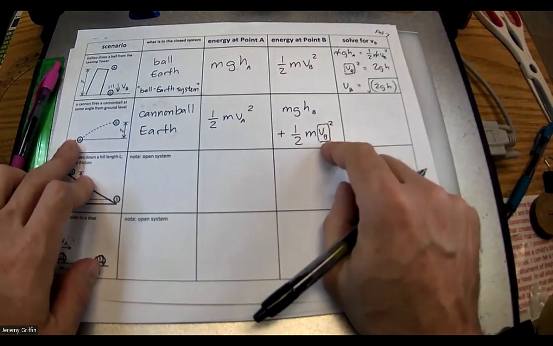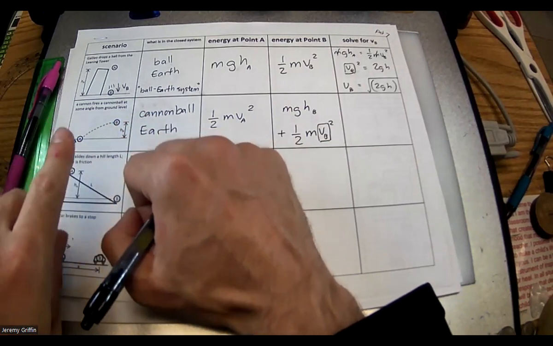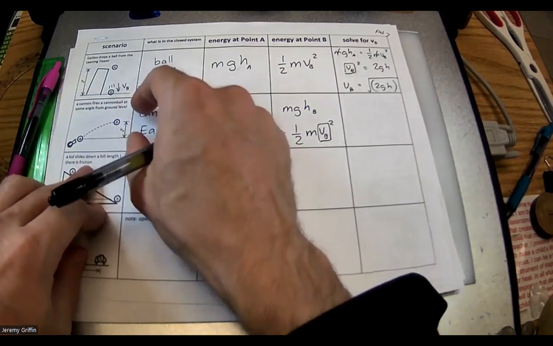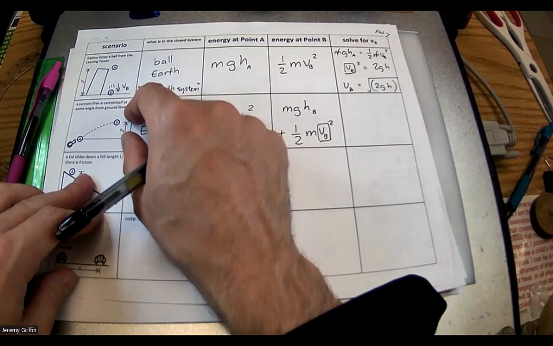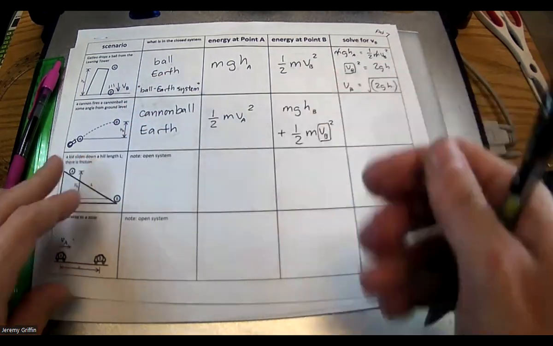What's the speed at point B? The only way it would not have any speed at point B is if the cannon was aimed straight upward, and this height also happened to be the maximum height. But that's a very special case, where this term would be zero. In general, you get something like this.